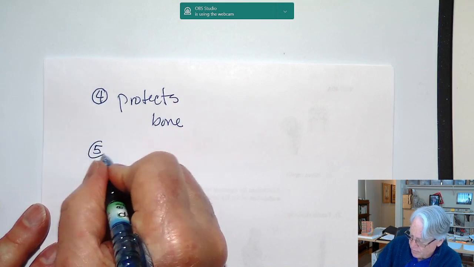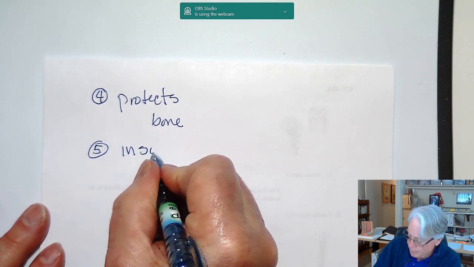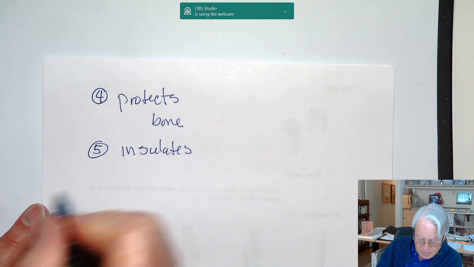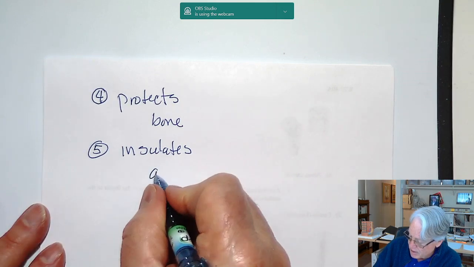Number 5, insulates the body. And here we can talk about adipose tissue.